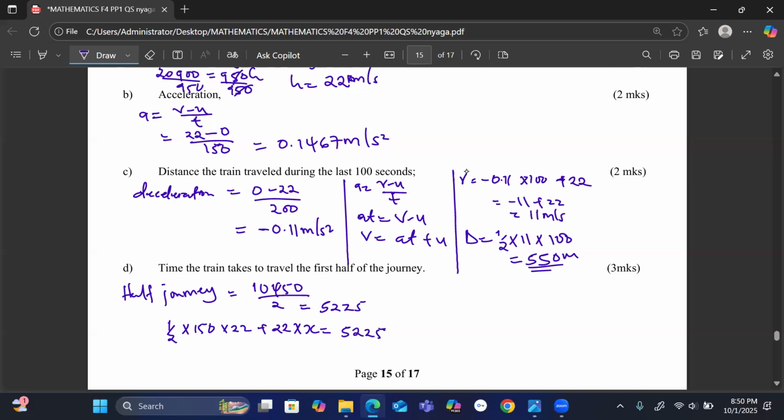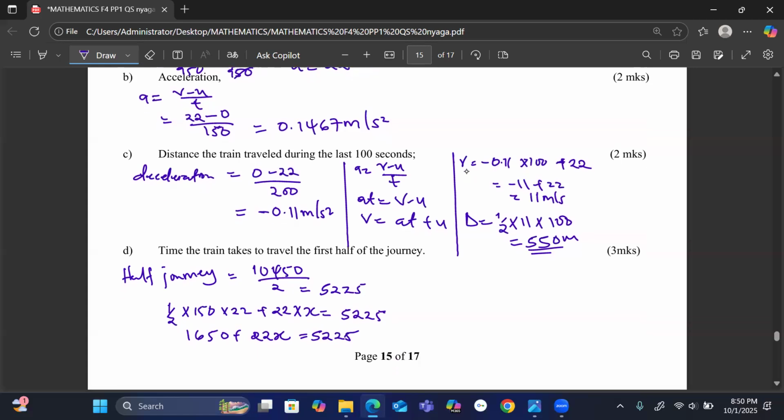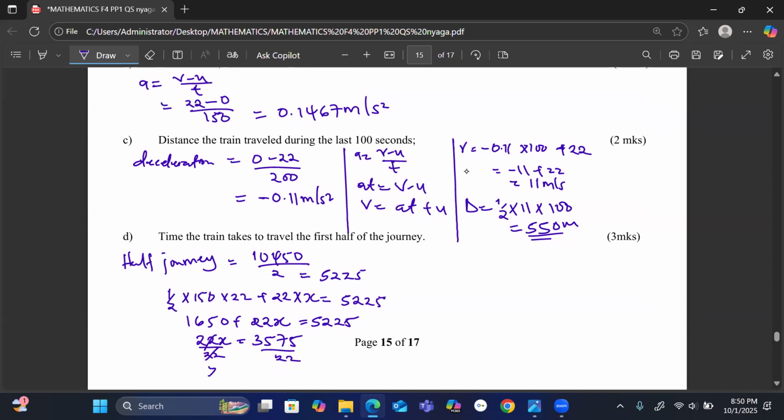So we collect like terms. So we have 1650 plus 22x gives us 5,225. So 22x is equal now to 3575, divided by 22, divided by 22. So x will be equal now to 162.5 seconds.